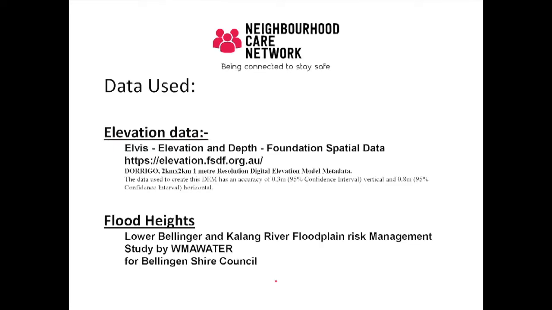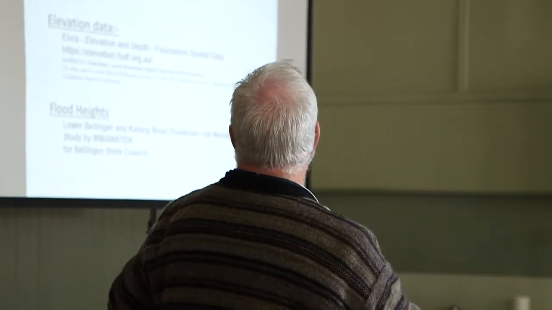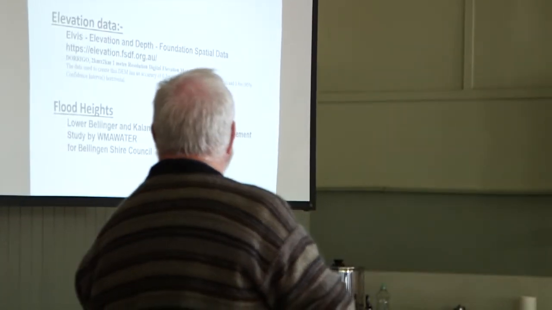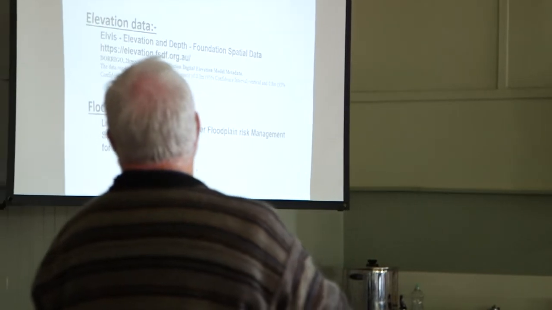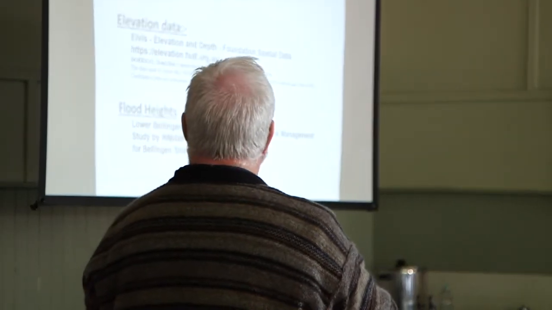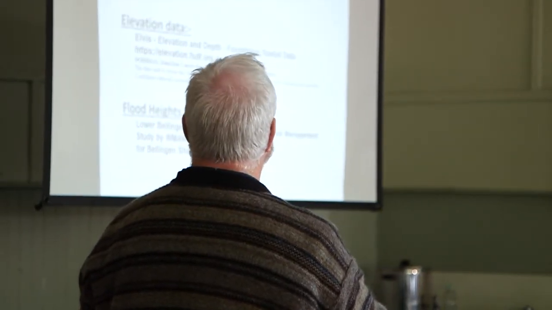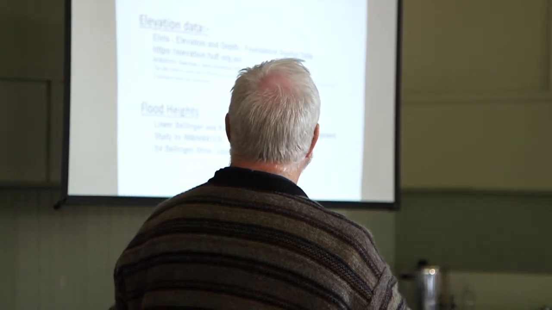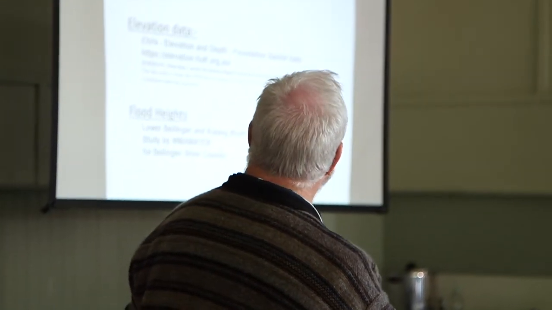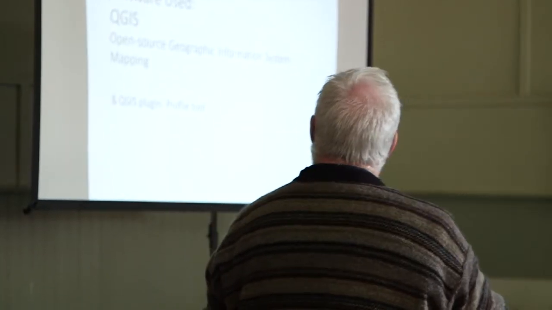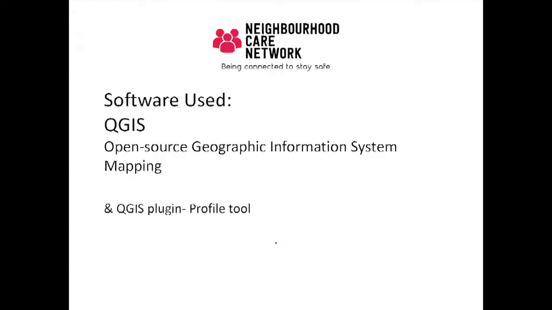So this is the data that's been used. This is the elevation data from the state government website. You can pull it down in blocks that cover different areas and then you can use it. And the flood heights I've used out of a report that Bellingen Council commissioned about flood risk management in the lower Bellingen and Klang, so that's where the data's come from. The software I've used is an open source geographic information system called QGIS, and a plug-in.